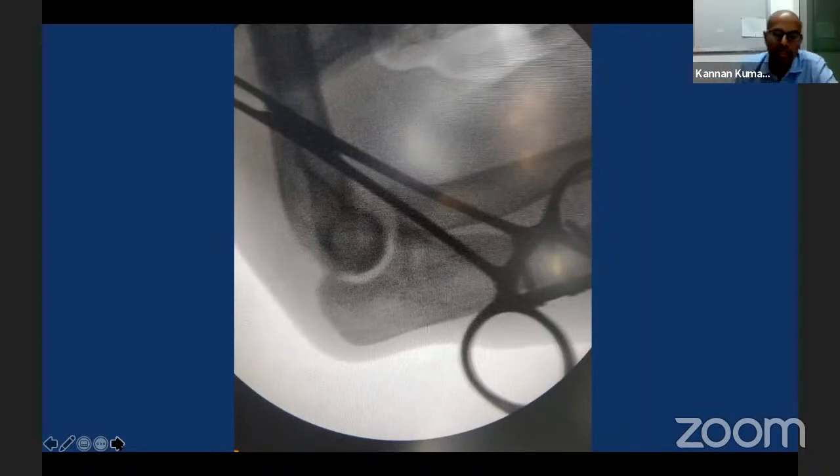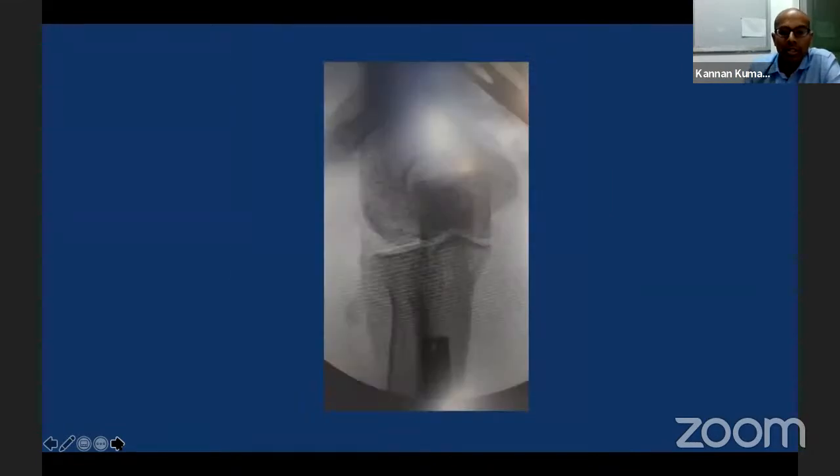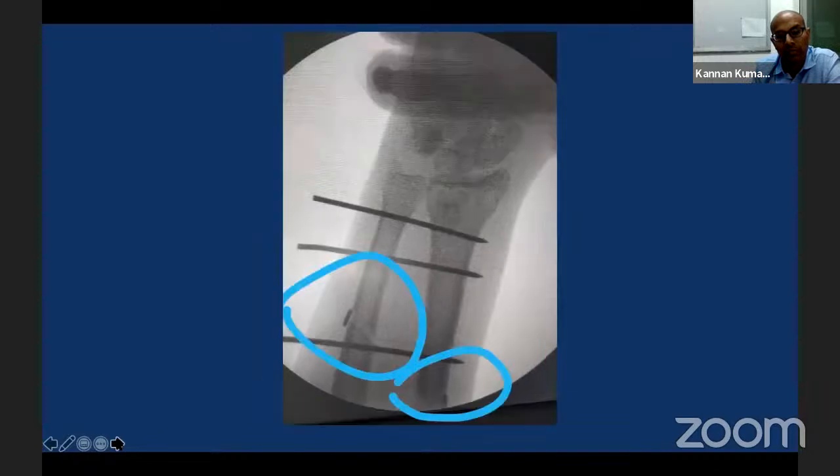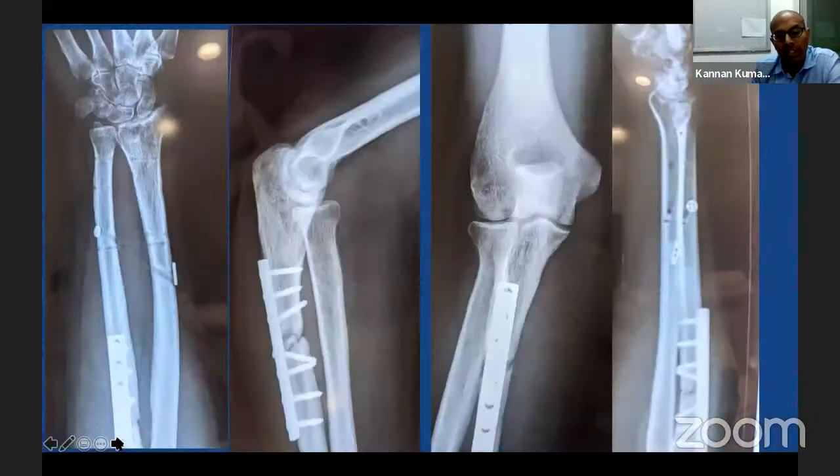The next slide, Vamsi. So this is the reduction that we got on table. Next slide, Vamsi. So what we did next was we put in 3 wires to stabilize this reduction. And then we have used a tightrope that you can see here. On this image, we have used a normal tightrope to recreate the interosseous membrane.